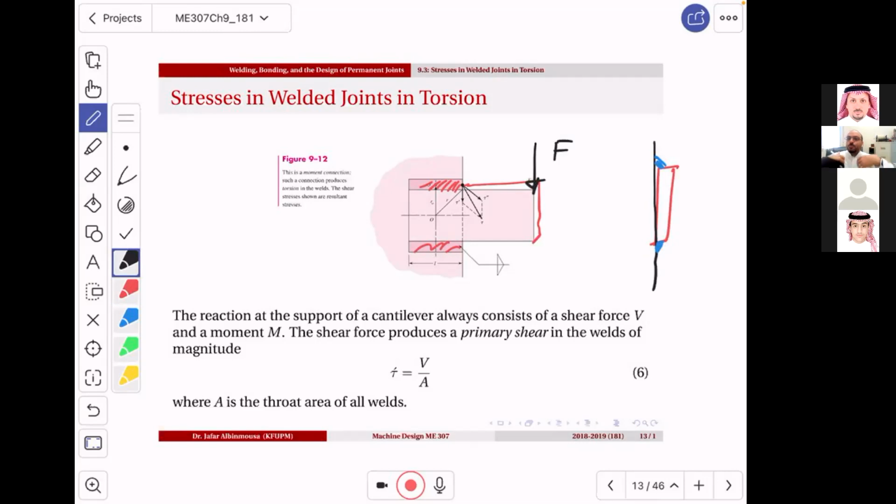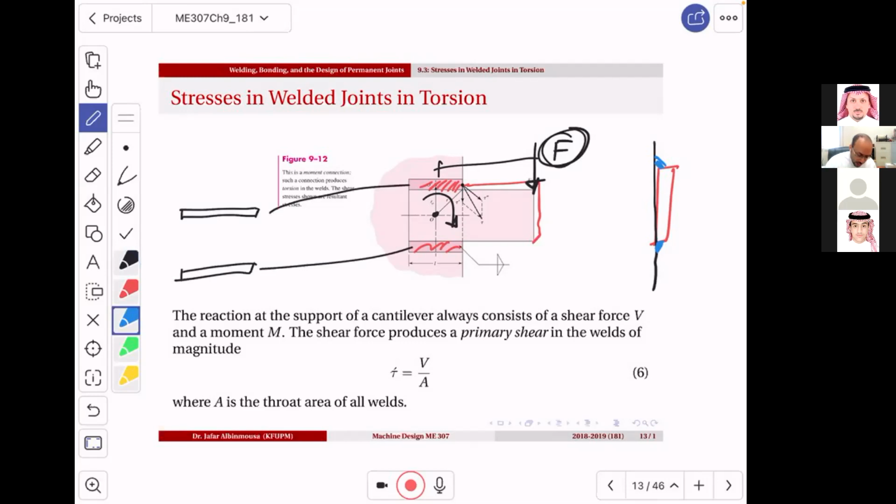So just like a bolted joint, this force through the centroid will be projected into some sort of a moment. That moment is shearing off the weld. And the same force, if you look at the weld on the top and the weld on the bottom, you can feel that this force is also trying to shear the weld down.